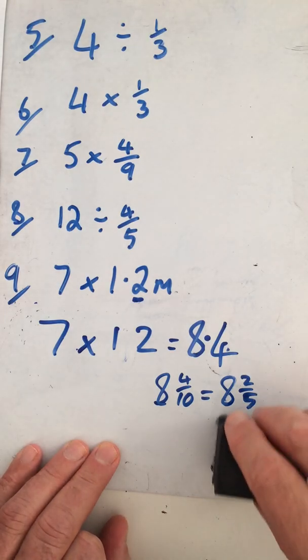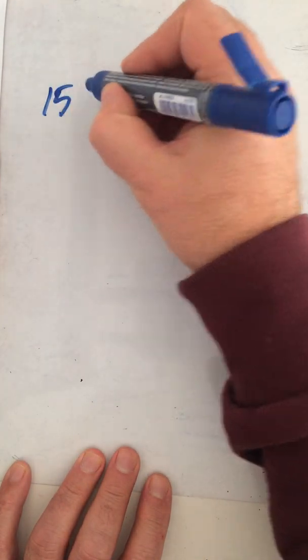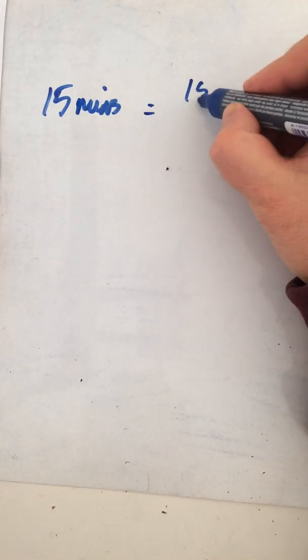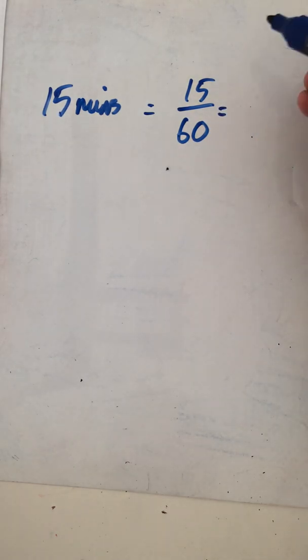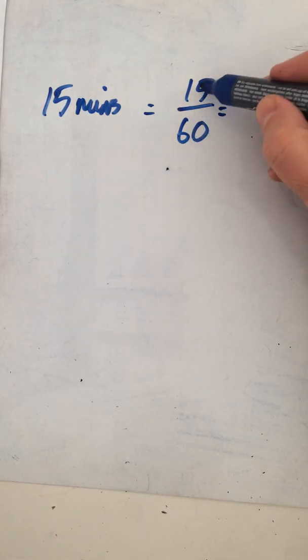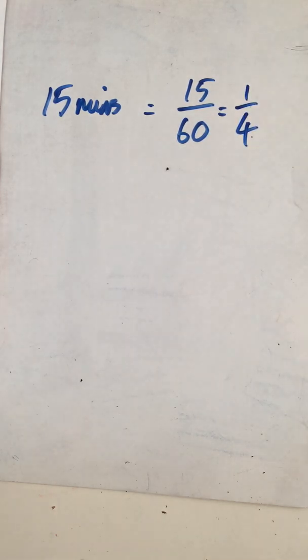Right, I think we'll move on. I'll have a little look at those another time. So let's just have a quick look at expressing 15 minutes as a fraction of an hour. That's just going to be 15 over 60, but I have to simplify it to its lowest form. 15 is the highest common factor of 15 and 60. So it becomes a quarter of an hour.